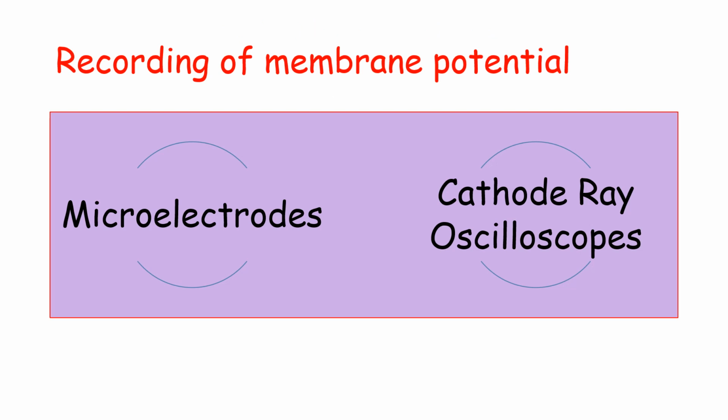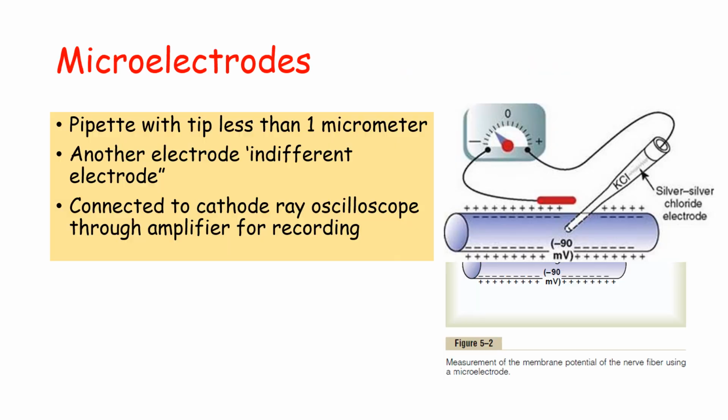Now the membrane potential can be recorded by a microelectrode or the cathode ray oscilloscope. In the microelectrode, we have two electrodes, one which is present inside the cell membrane in the intracellular fluid. The other one is in the extracellular fluid, and this system of the microelectrode is responsible for recording of the potential across the cell membrane. Then we have the amplifier and the cathode ray oscilloscope through which recording can be made. It is basically a pipette with a diameter of less than 1 micrometer.